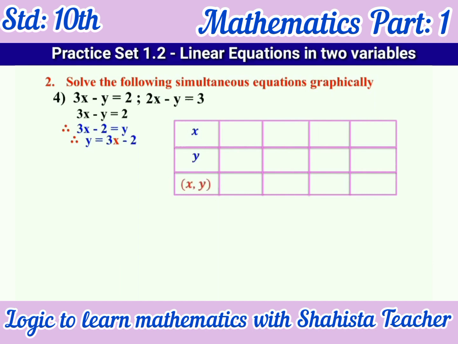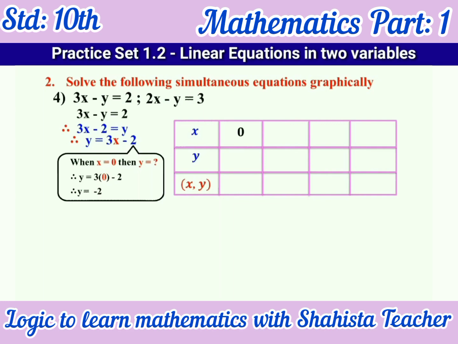So, draw a table with x, y. We will consider the values of x. Firstly, x is equal to 0, but we don't know the value of y, so question mark. In the place of x we will put 0. So y is equal to 3x minus 2, therefore y is equal to 3 bracket 0 minus 2. 3 zeros is 0, minus 2. 0 minus 2 is minus 2. So y is equal to minus 2. So x is 0 and y is minus 2.